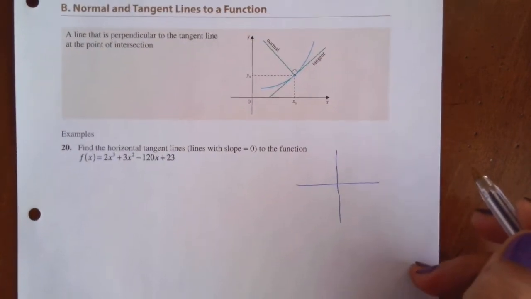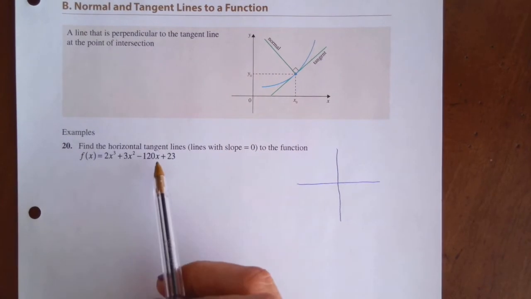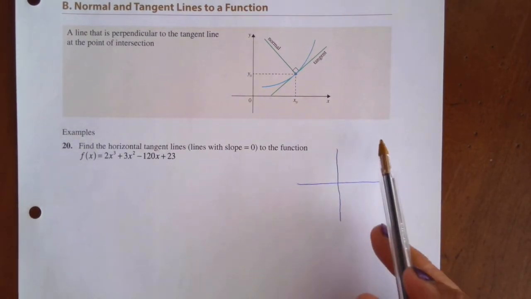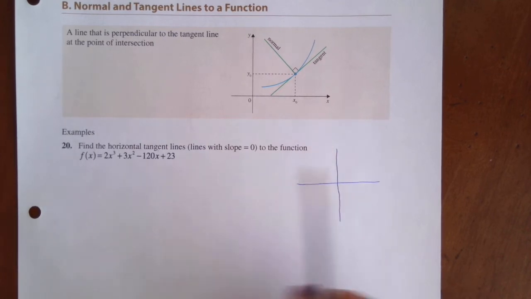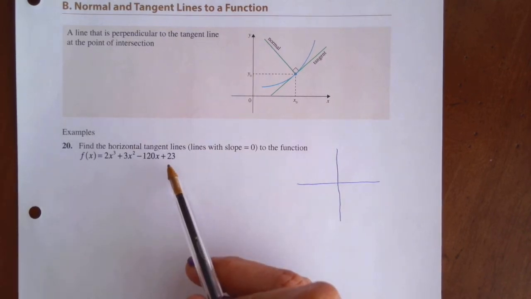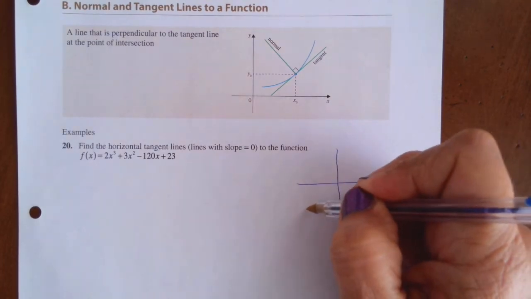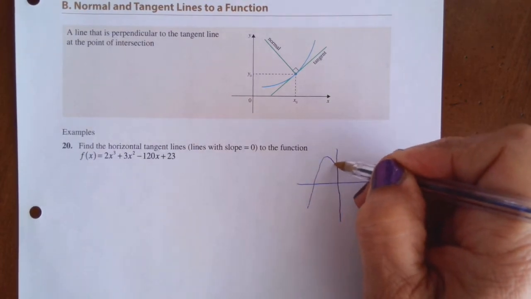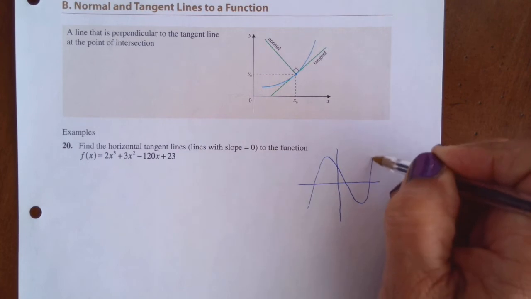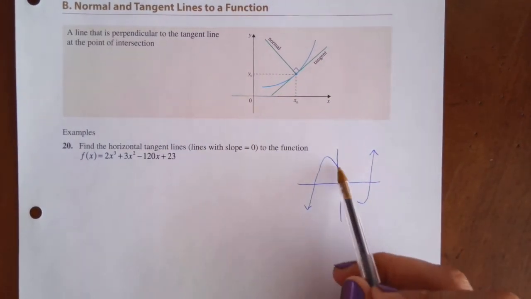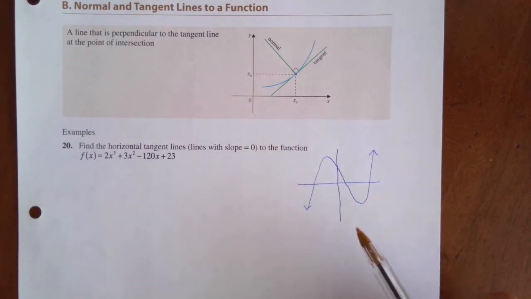I know that this function starts down here and ends up here to the right, the end behaviors, and I know the y-intercept is 23. I don't know much else about it unless I put it in my calculator, and I don't really want to do that, I just want to sketch it. So let's say it looks something like that. That's just a very rough sketch. So this could be 23. Well, it is 23. So where are the horizontal tangent lines?